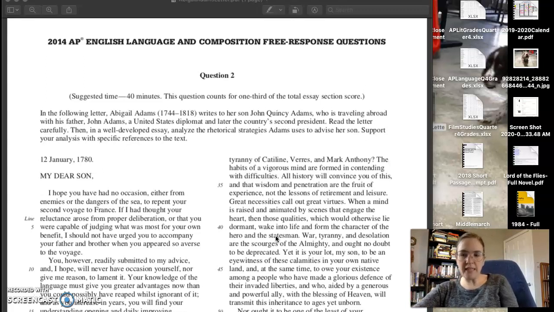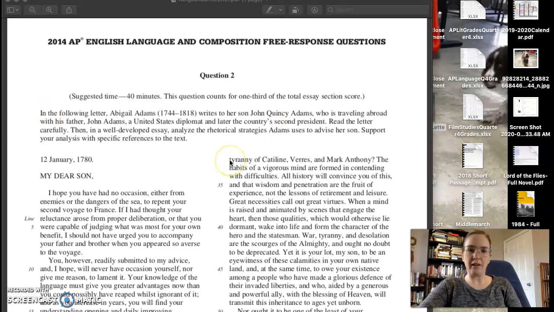Okay, so you practiced doing SOAPSTones. Again, I'm hoping that was just a good review and nothing was surprising about that. This little prompt that we got in 2014 offered quite a rich setting, context for doing SOAPSTones.